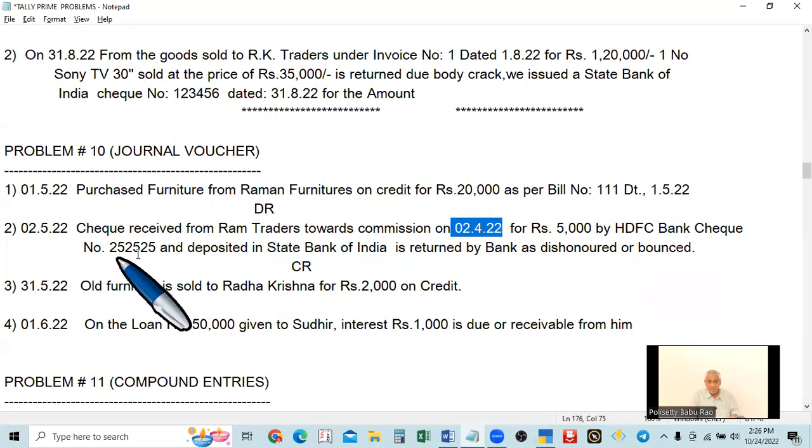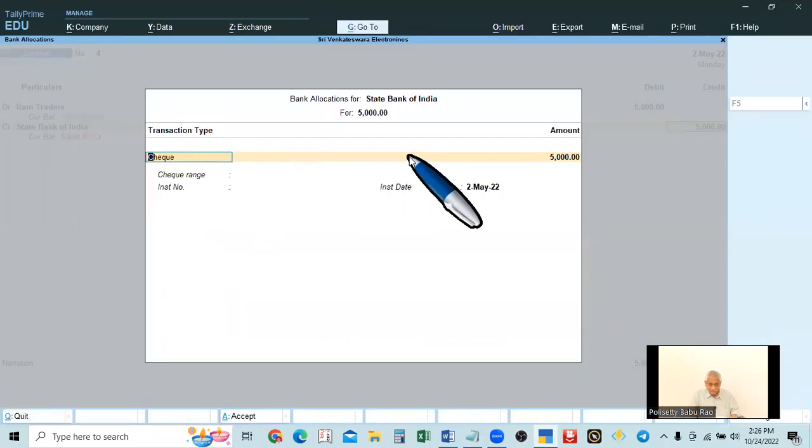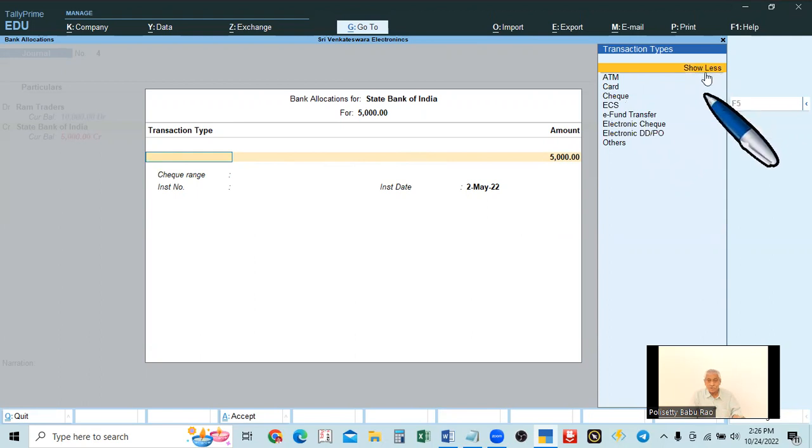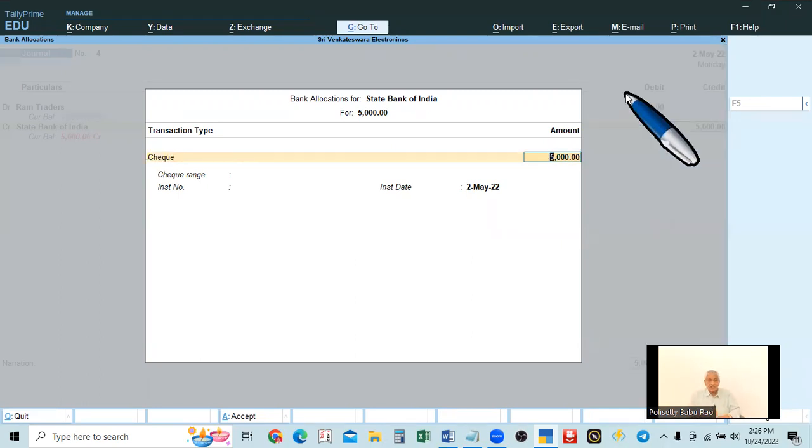It is check only. So we have to take check, or if you press the space bar, all the transaction types will be shown, and if you click show more, all the options will be shown. Whatever option was there, we have to take how you paid the money, or what transaction happened at that time. But now it is only check. So we'll select check only.